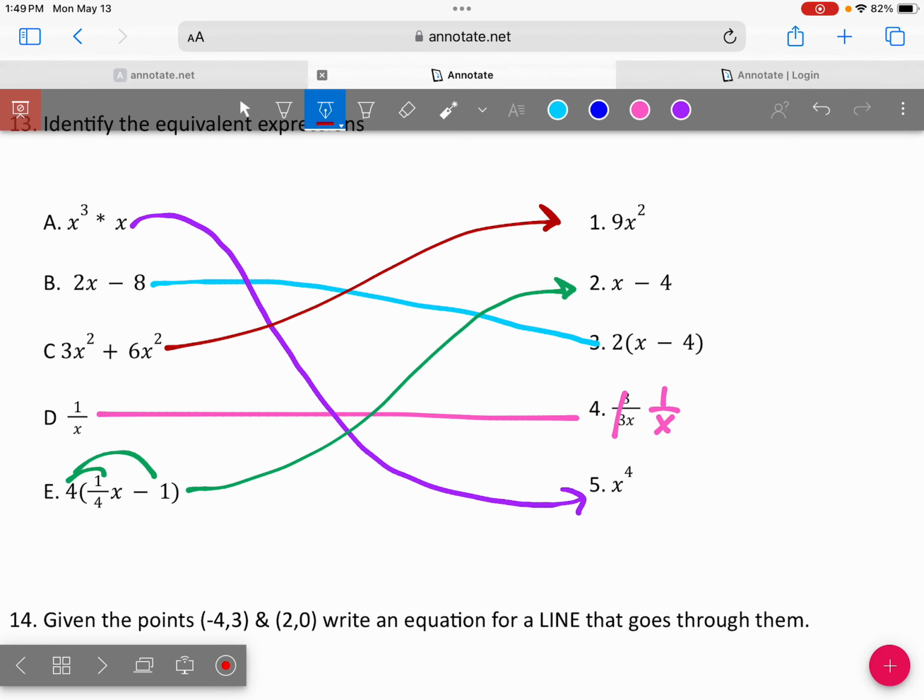Because I could have written these in different ways. I could have done this one as 4 times 1/2 x minus 2. I could have written it like that. Nope, it would have been 1/4. It would have been exactly what I had on the other side. But no, that one would fit. That one totally works. So I could write it like that, and it would still be that these guys match up.